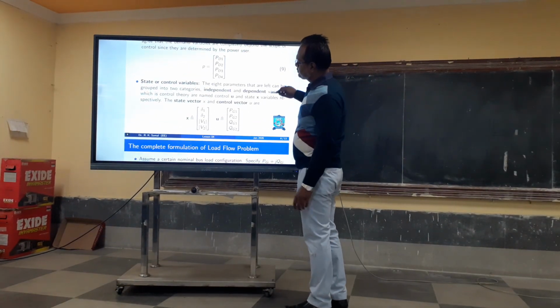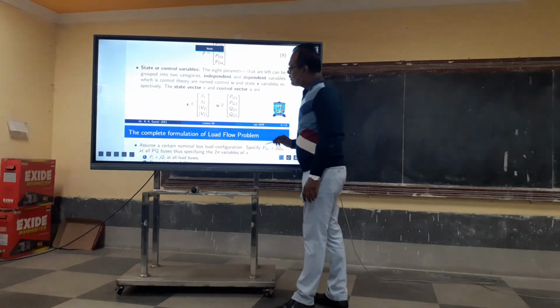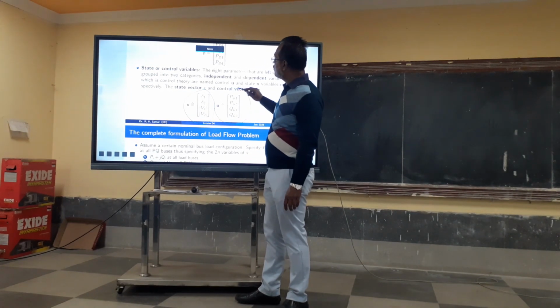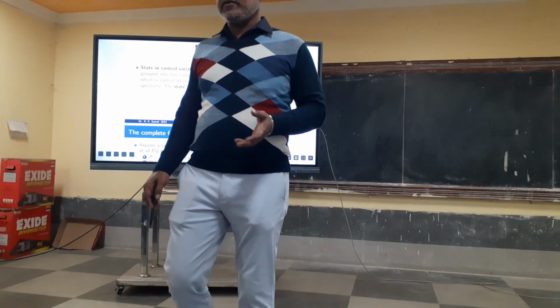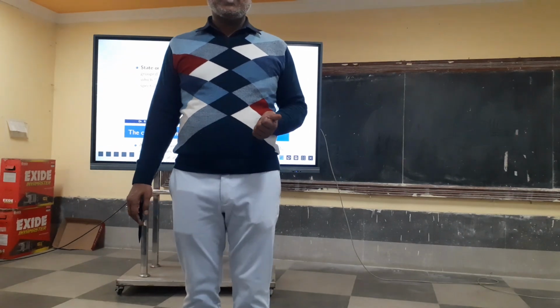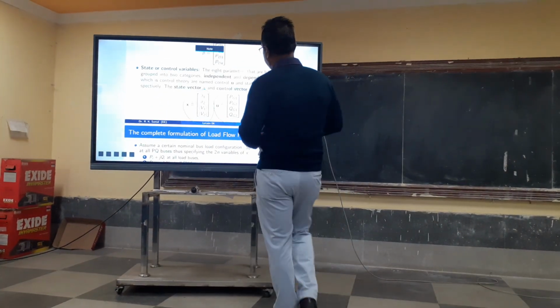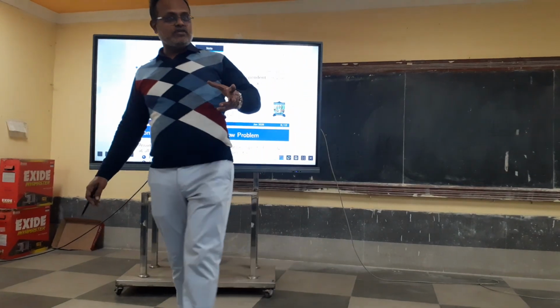Now the control variables. Under controlled variables we have two kinds. One is the state variables, and one is the control vector. You are going to study all this in your Control 2, when you study state space models and controllability and observability, in your control system course. These are the control variables. Control variables means the ones that we change in the system.